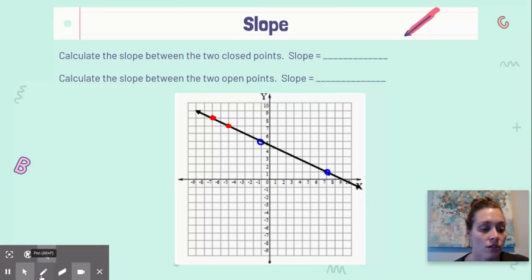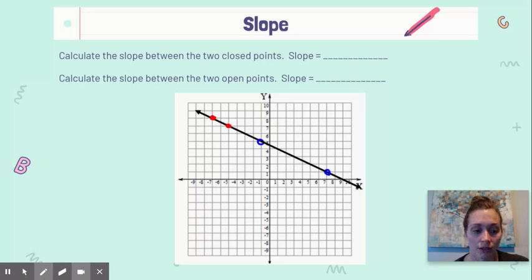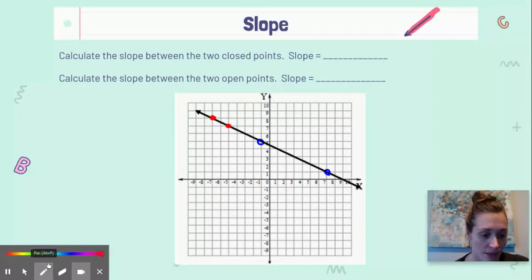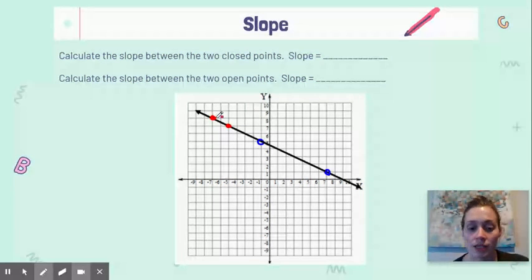We're going to calculate the slope between the 2 red points first. And to do that, you saw that we use rise over run, okay? And I'll tell you exactly what I mean by that. So to do rise over run, we always start with the point furthest to the left. Since we're doing the closed points first, we're going to go to the closed point furthest to the left. So put your pencil on the closed point furthest to the left like I have done here on the screen.